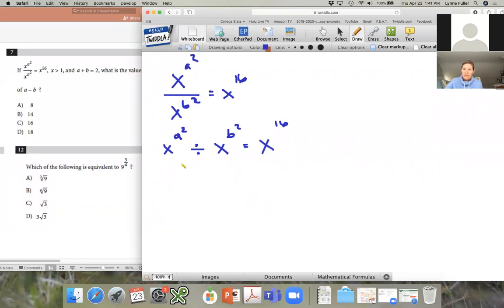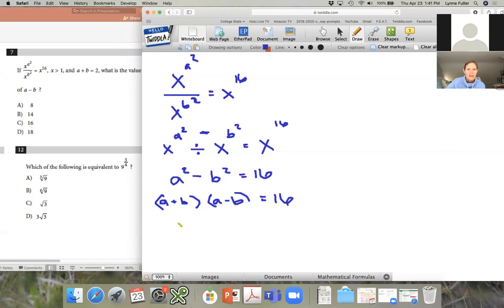Now, division, when it comes to exponents, is to actually subtract your exponents. And because we have all the same bases, I can do that. So I can actually rewrite the problem this way: a squared minus b squared equals 16. Now, this is the difference of perfect squares. So I actually can factor this to a plus b times a minus b equals 16.